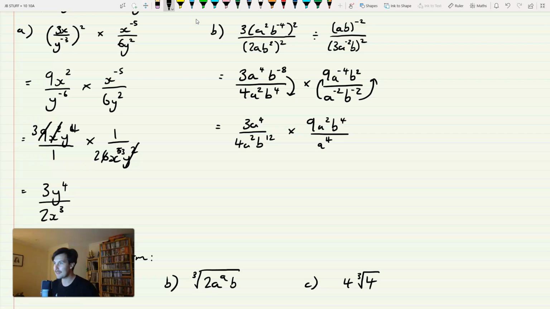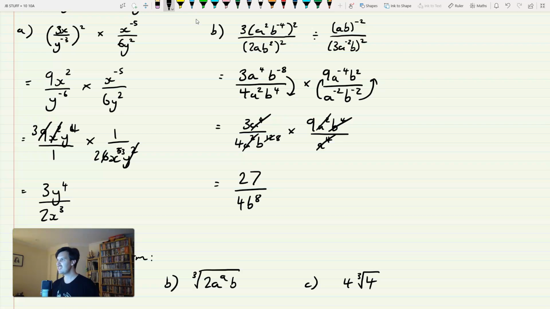All right, now it's time for another cancel party. a to the power 4 and a to the power 4 cancel straight away. That's great. a squared and a squared cancel. That's also great. b to the power 4 over b to the power 12, that's going to cancel to b to the power 8. So what I'm going to have there is 3, and this is where I normally cancel my coefficients as well, but 3 and 4, we can't divide 3 by 4, we can't divide 9 by 4 either, so we'll multiply the 3 and the 9 together. 27 is going to be on the numerator, and then 4b to the power 8 in the denominator.